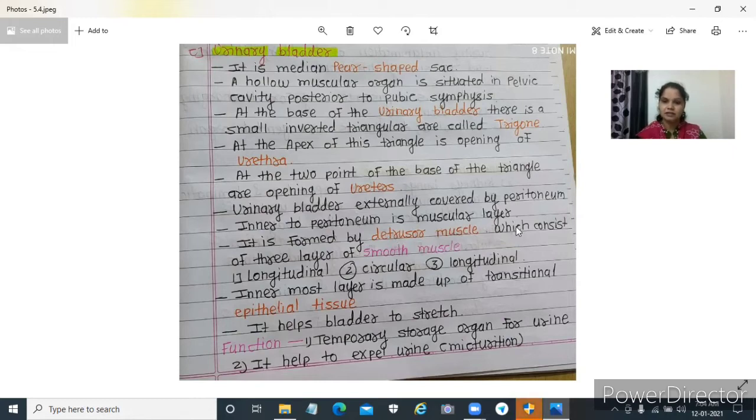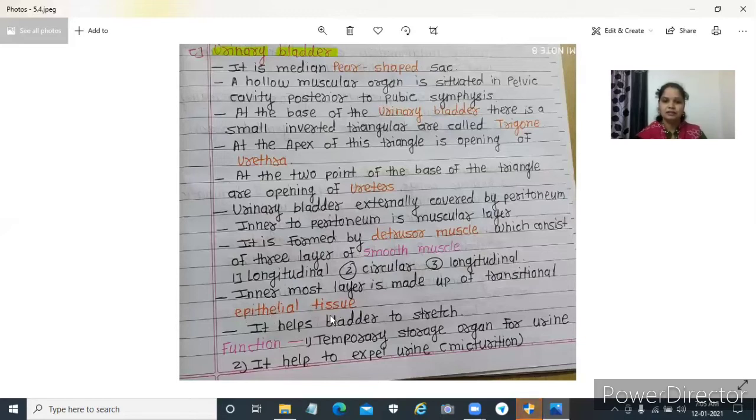These detrusor muscles consist of three layers of smooth muscle. Yes, we know about that. This smooth muscle is involuntary in function. So they have three layers. The first layer of the detrusor muscles is a longitudinal layer, the second is a circular layer, and the third again is a longitudinal layer. The innermost layer is made up of transitional epithelial tissue.